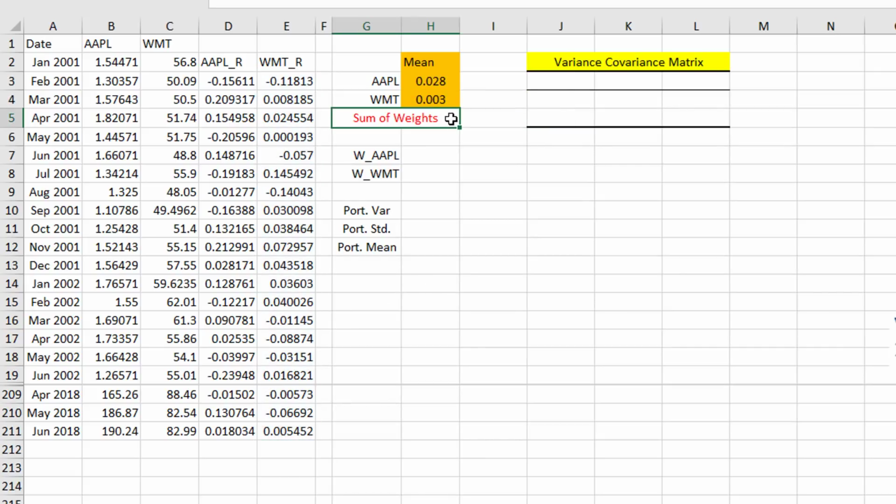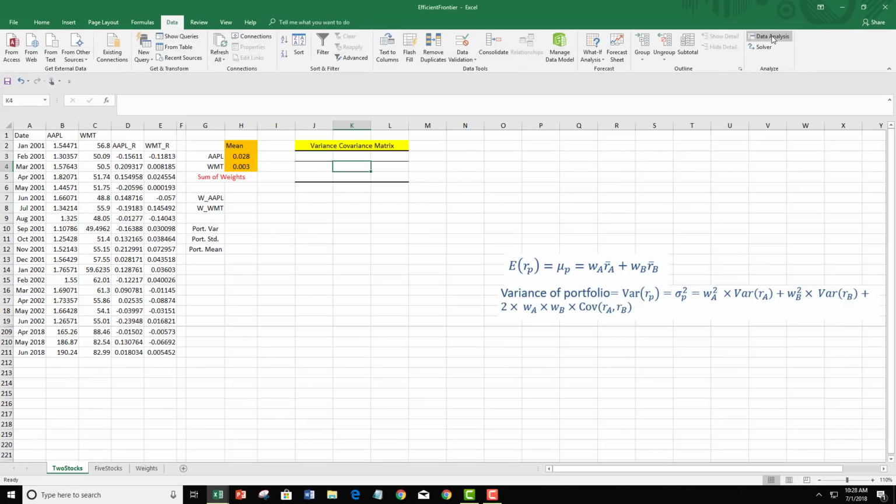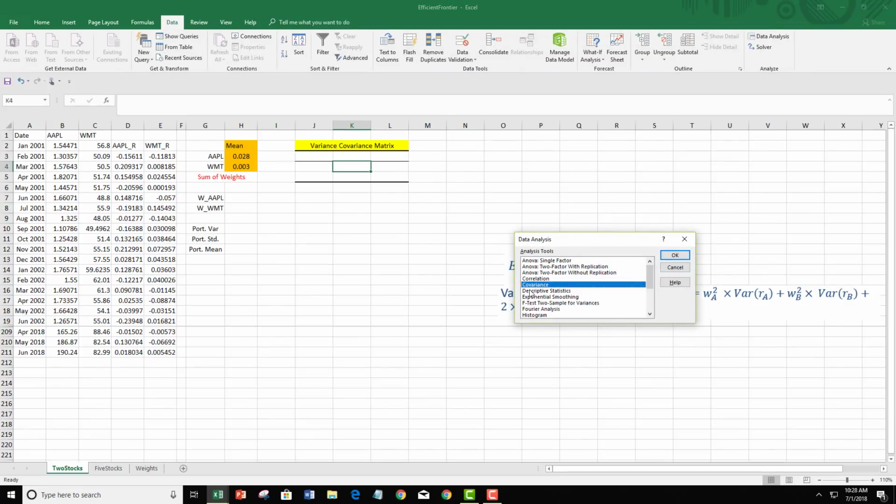Once we compute the average for each, now we can compute the variance covariance matrix. There are multiple ways you can compute it, but I'm going to follow the process which will be useful when we want to plot the portfolio frontier for 5 stocks. That is, I'm going to use Excel's covariance function. Please go to Data and click on Data Analysis, and you will find Covariance right here. Select that and then click OK.